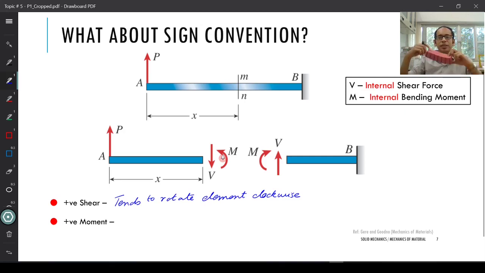So the easiest way to remember that is that sagging is the smiley face. If I have to draw, this is my sagging, right? So sagging means a smiley face, and a smiley face is a positive thing. So that's the best way to remember what is a positive convention for a bending moment, right?